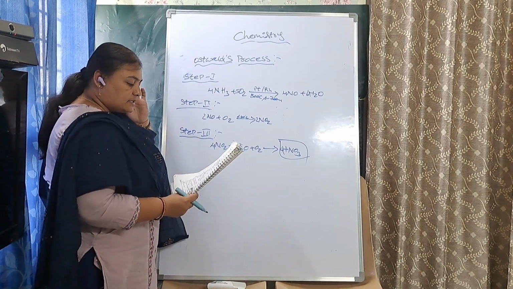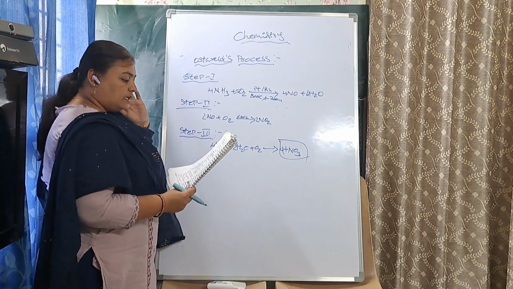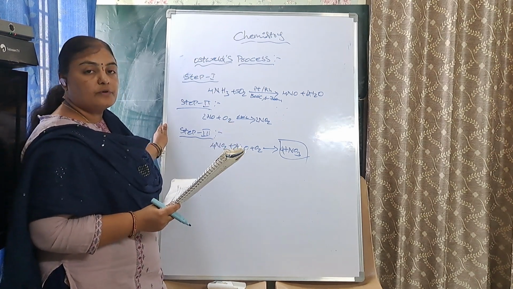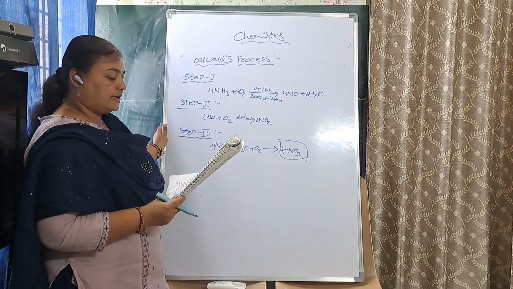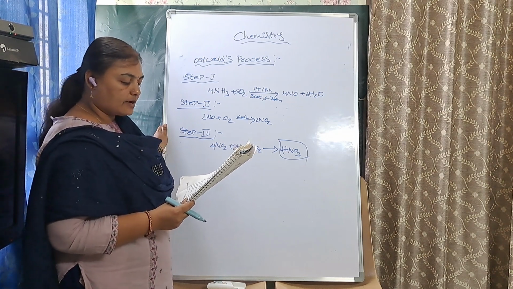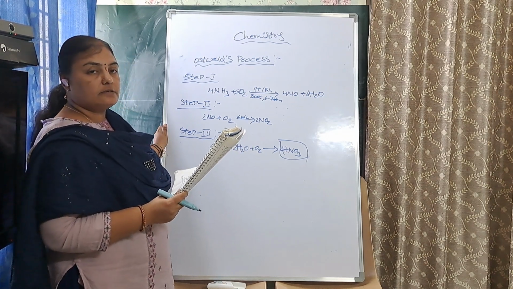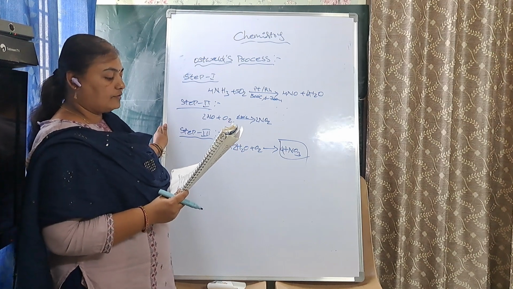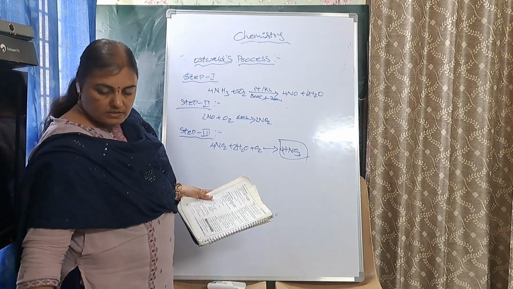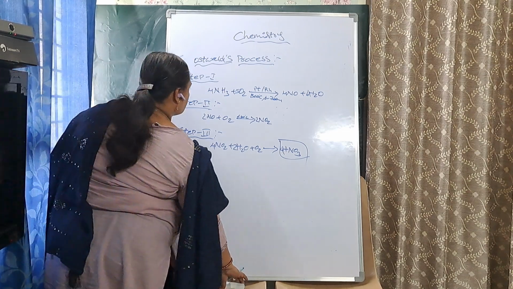Okay, next, this nitric acid is concentrated by distillation. For example, 68.5% nitric acid, and by dehydration 98% nitric acid, with concentrated sulfuric acid. I am repeating once again.